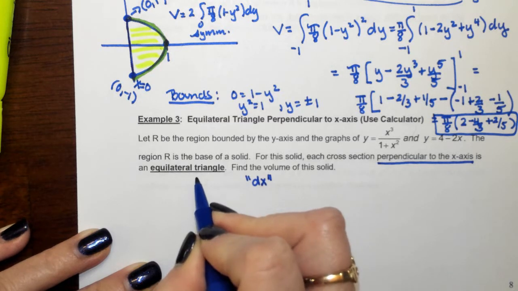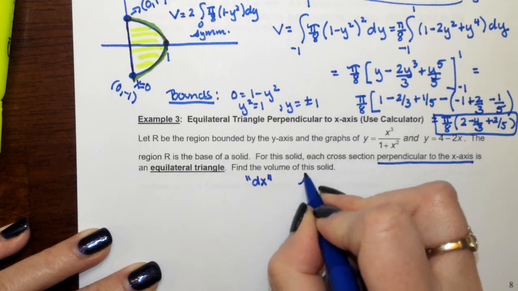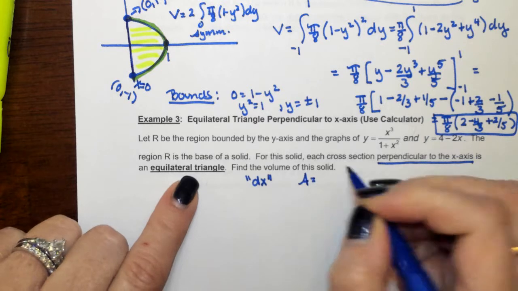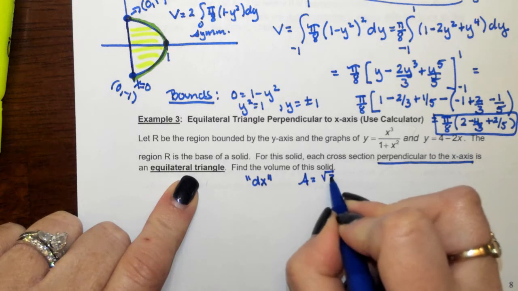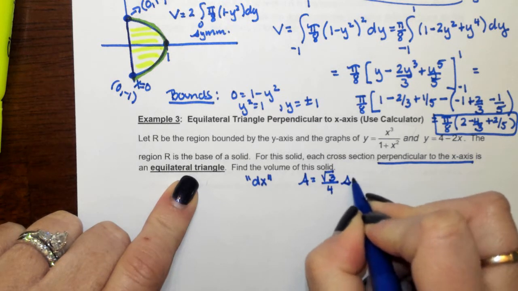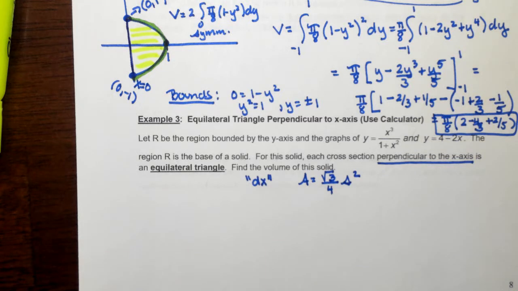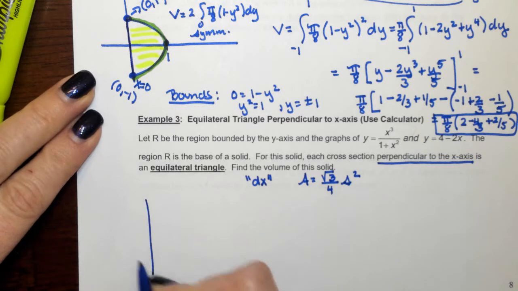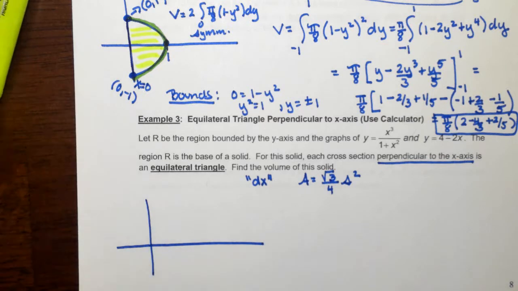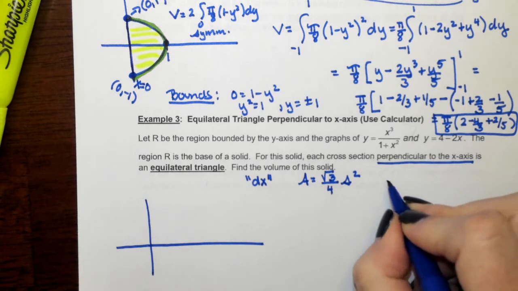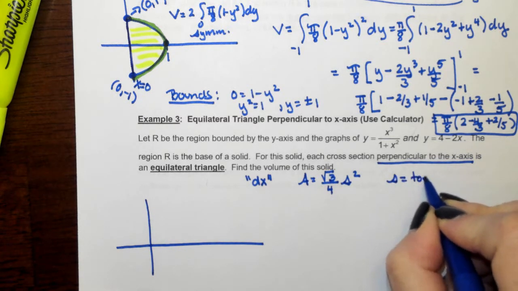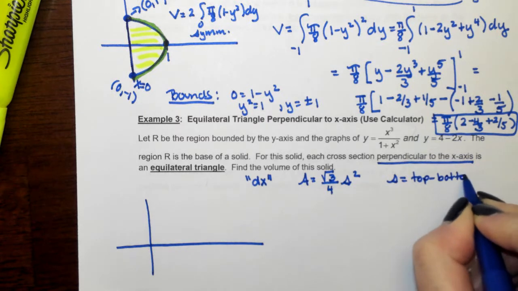And the cross-section is an equilateral triangle. So the formula, remember, to calculate the area of your cross-section if it's an equilateral triangle, is square root of 3 over 4 times s squared. So the first thing we have to do is look at the sketch. So we know, remember, s, because it's a dx, is going to be top minus bottom.